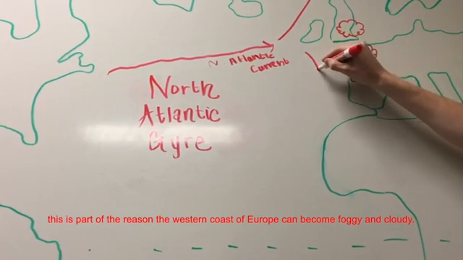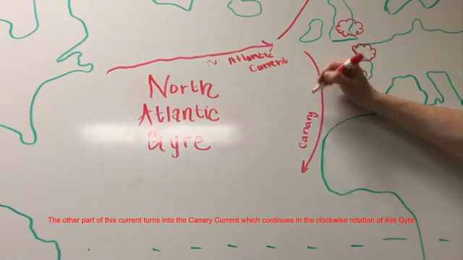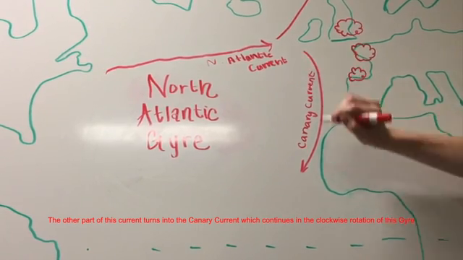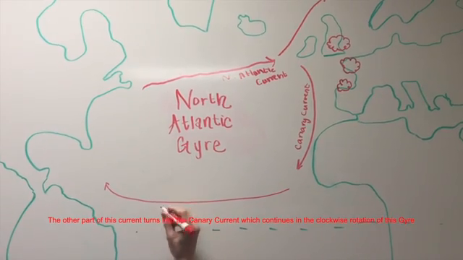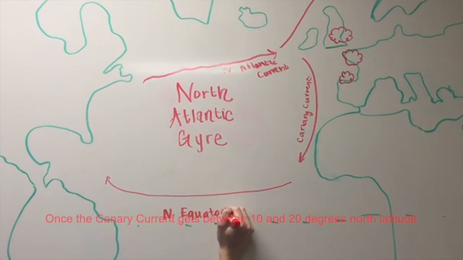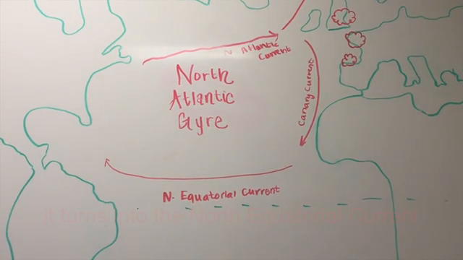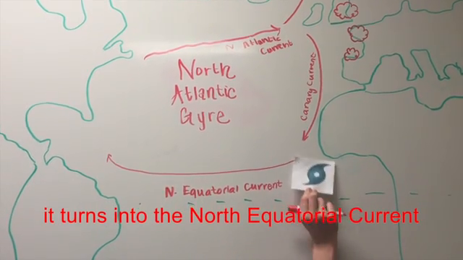This is part of the reason the western coast of Europe can become foggy and cloudy. The other part of this current turns into the Canary Current, which continues into the clockwise rotation of this gyre, and it runs down the western coast of Africa. Once the Canary Current gets between 10 and 20 degrees north latitude, it turns into the North Equatorial Current.